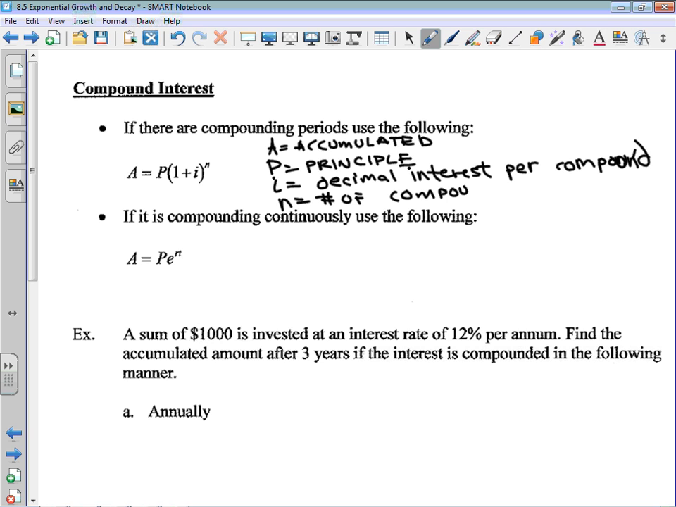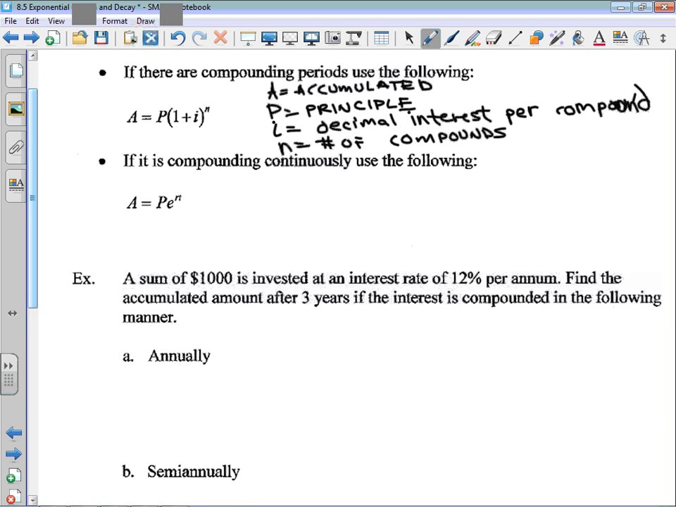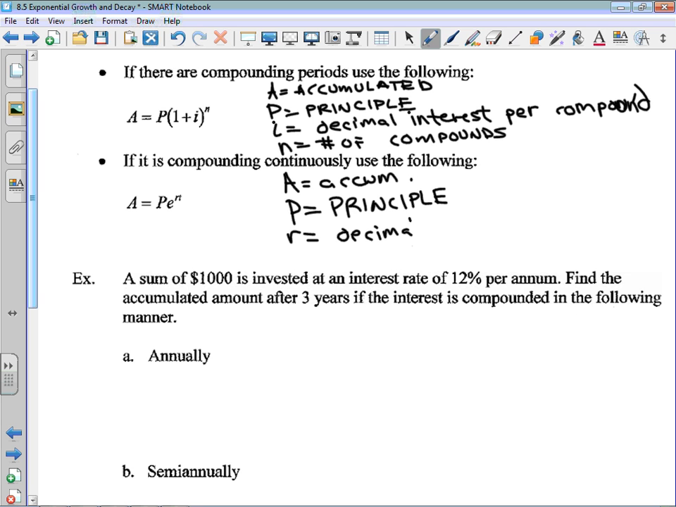And then finally, n is the number of compounds. All right, if it's compounding continuously, no bank in the world gives us that, but compounding continuously is useful if you want to predict maybe best case scenarios or future values. A is still the accumulated amount. P, as you might imagine, is still the principal. And R is the decimal annual interest rate. I spelled interest really badly. Let's try that one more time. Interest. All right, and then of course, because we're looking at annual now, T would now be in years.